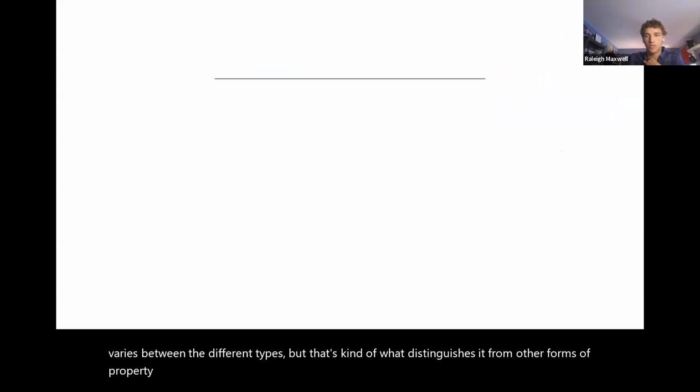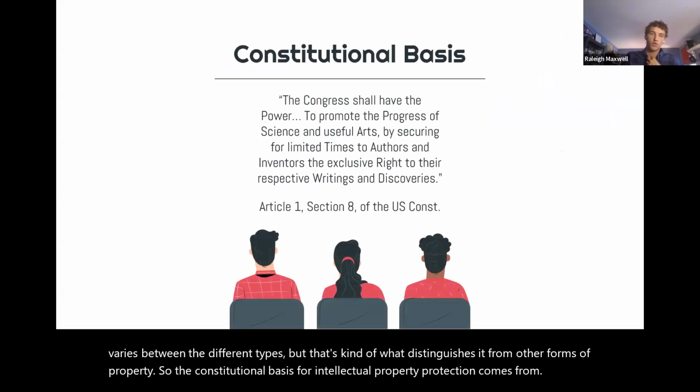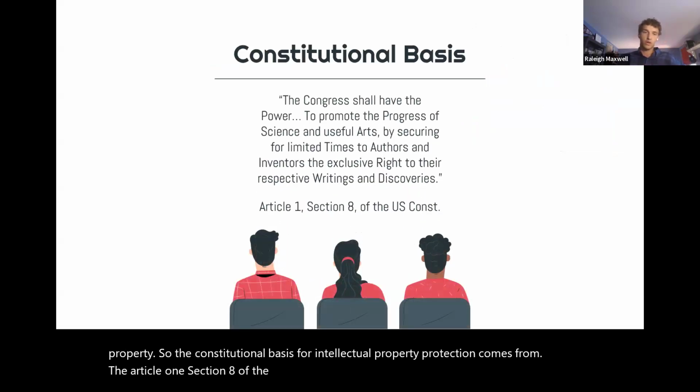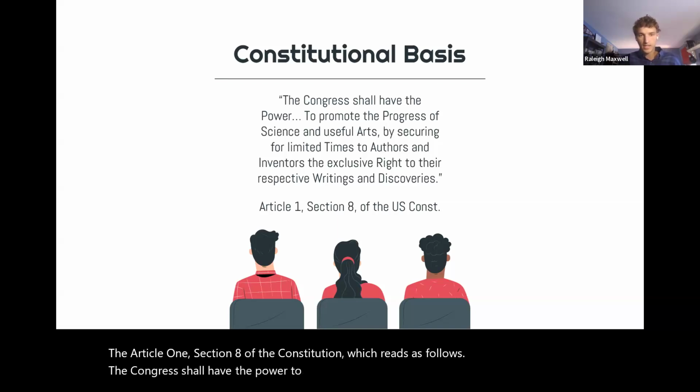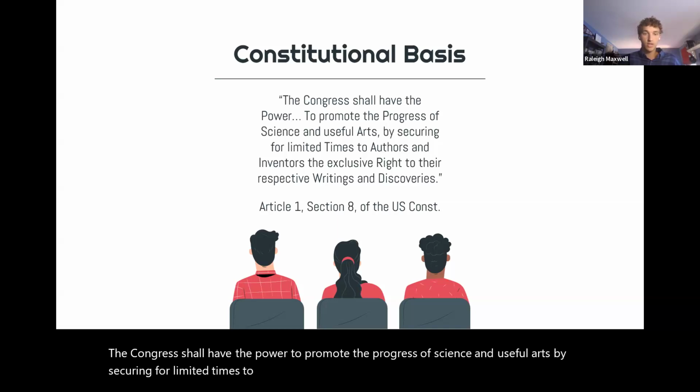The constitutional basis for intellectual property protection comes from Article 1, Section 8 of the Constitution, which reads as follows: The Congress shall have the power to promote the progress of science and useful arts by securing for limited times to authors and inventors the exclusive rights to their respective writings and discoveries.